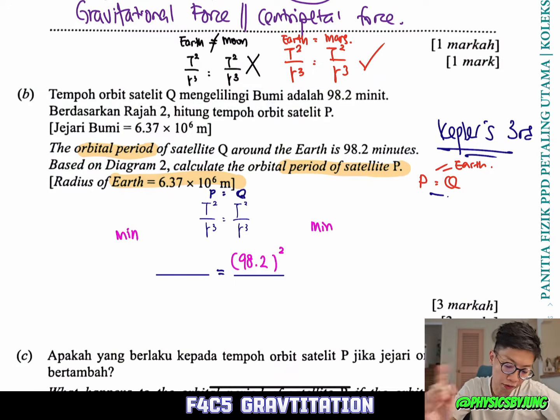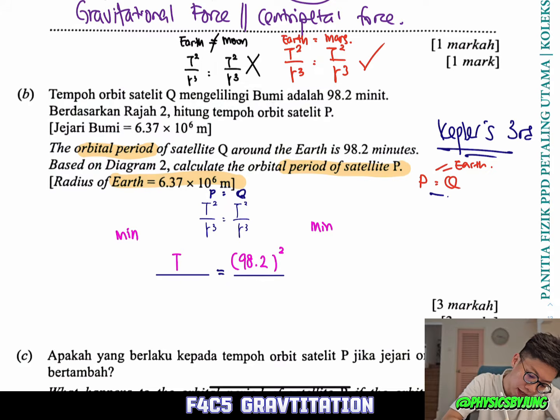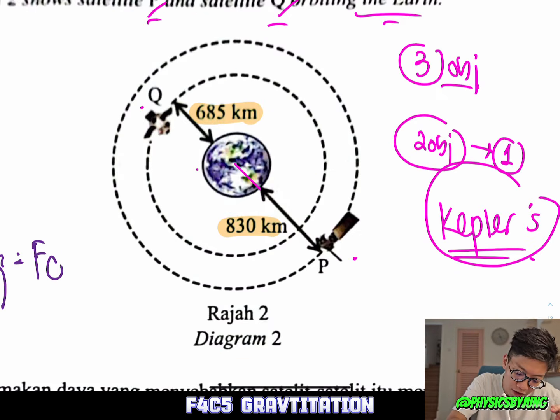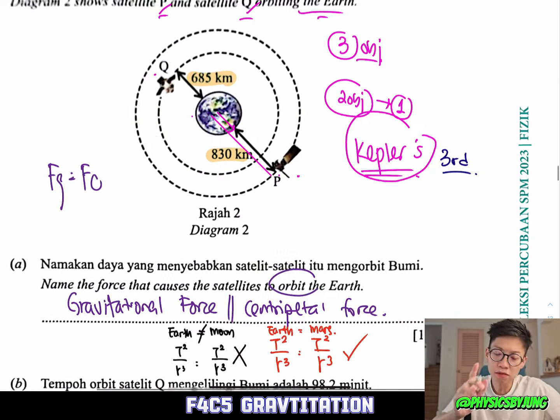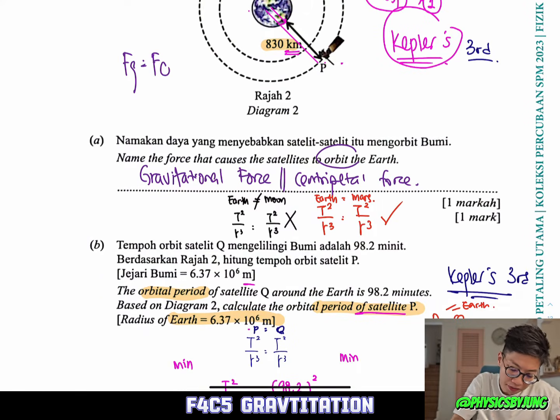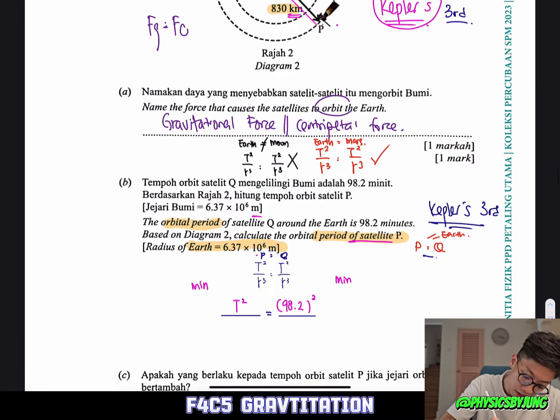Okay, so now 8.2. Then I'm trying to find the orbital period of satellite P. So this is P's. Then what about the R? How do I write that? Now remember, the radius for P is actually the radius of Earth plus the 830 km, right? So for this one, I will change it to meters, okay? Because here it is km, and here it is meters. So this is quite tricky. This is in km, this is in meters. So they purposely try to mislead you. So when you do this, make sure you write this properly.